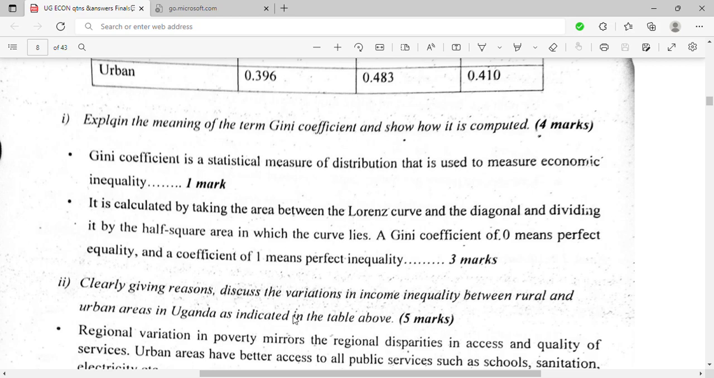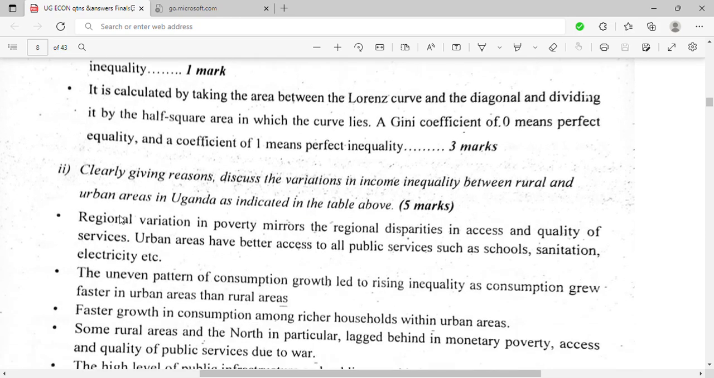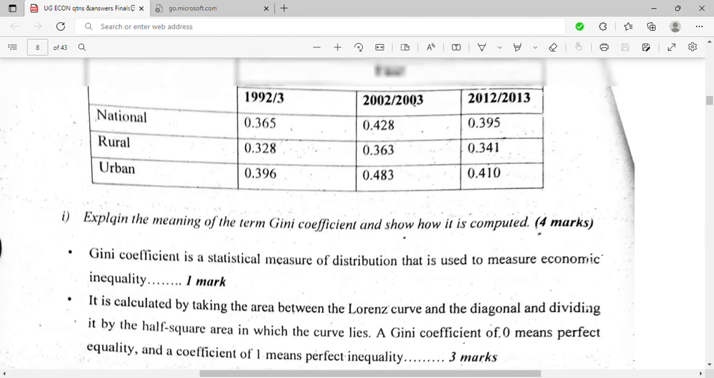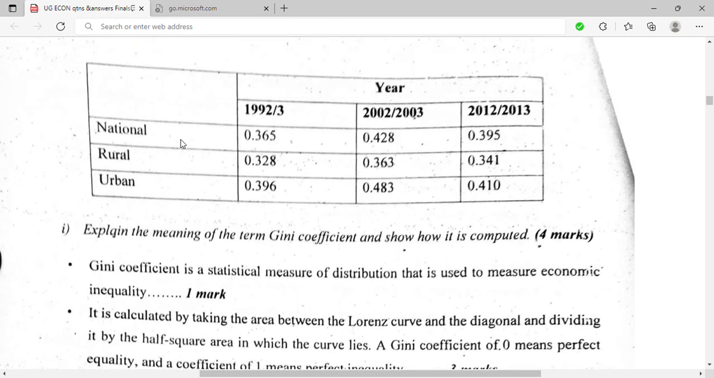Then another question is, clearly giving reasons, discuss the variations in income inequality between rural and urban areas in Uganda as indicated in the table above. So we go back to our table and we see we have the rural areas. Here in this year, they have the income of 0.328, and in the urban area 0.396. You see that there is a difference. The income in the urban area is higher than the income in the rural area.